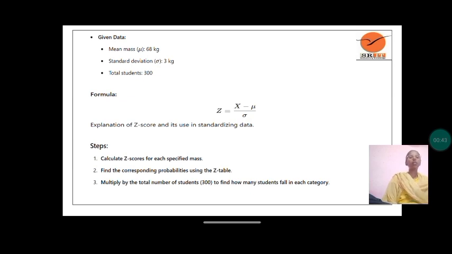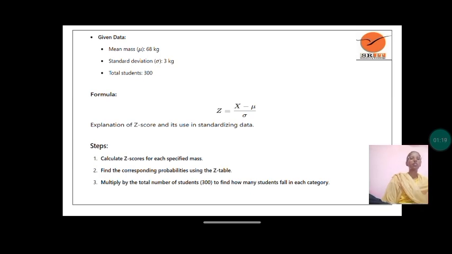Here the given data: mean equals 68 kgs, standard deviation equals 3 kgs, total students is 300. The formula for the one tail test is z equals x minus mu divided by sigma. The z score is used to standardize data. Here are the steps to calculate the one tail test briefly.